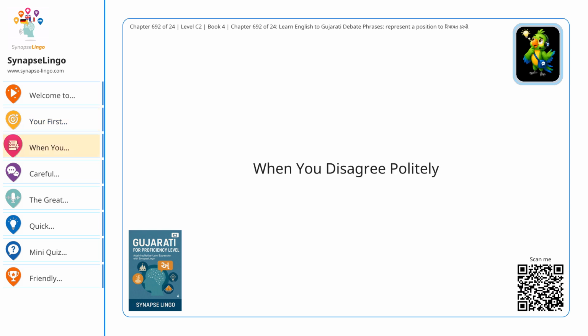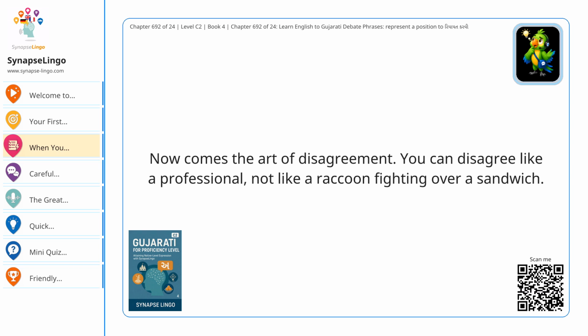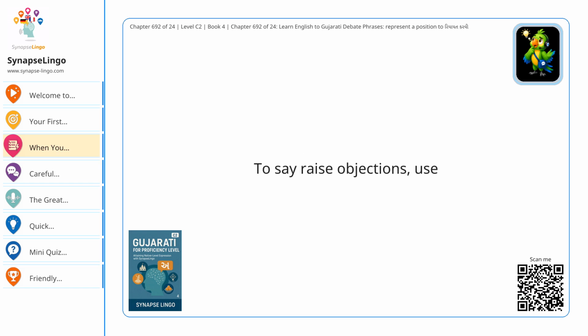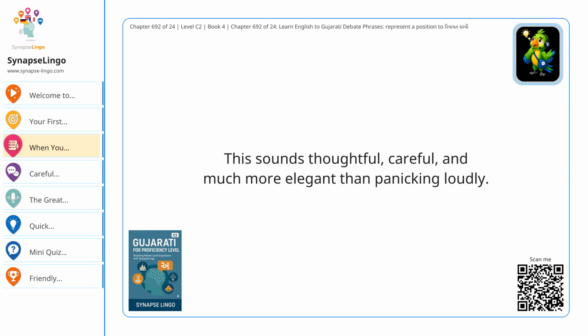When you disagree politely. Now comes the art of disagreement. You can disagree like a professional, not like a raccoon fighting over a sandwich. To say raise objections, use વાંધા ઉઠાવવો. Raise your finger a little when you say it. To say express concerns, use ચિંતાઓ વ્યક્ત કરવી. This sounds thoughtful, careful, and much more elegant than panicking loudly.